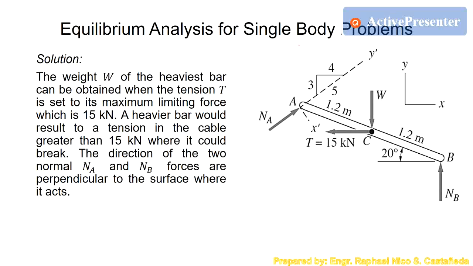Again, that's what I said earlier. A heavier bar would result in a tension in the cable greater than 15 kilonewtons, where it could break. So if we try to use a value greater than 15 kilonewtons, which is not possible, it will break. Therefore, the weight that you will get there is greater than the heaviest bar. So we will obtain the heaviest possible bar without breaking the cable if we reach the maximum limiting force of the cable itself. The direction of the two normal forces is perpendicular to the surface, which I already indicated in the problem.